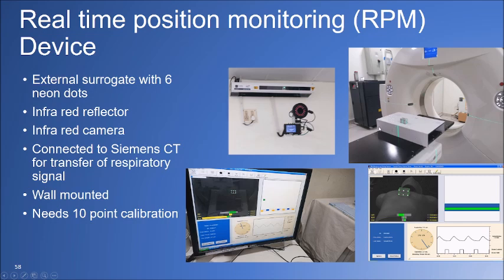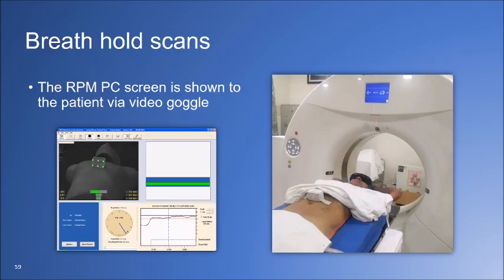We could use it for this. I was very particular that it has to be wall mounted, because if you mount it on the couch, which many people do, every time you have to remove and refix it, or people can touch it and it can get spoiled. When it is wall mounted, it is there and nobody touches it. So that was the reason I had it wall mounted.